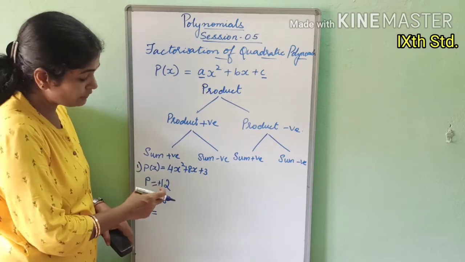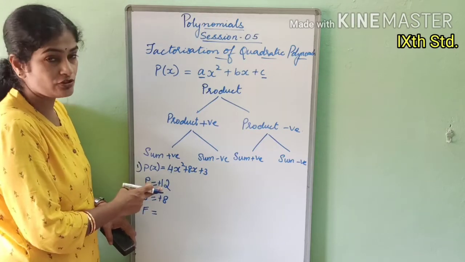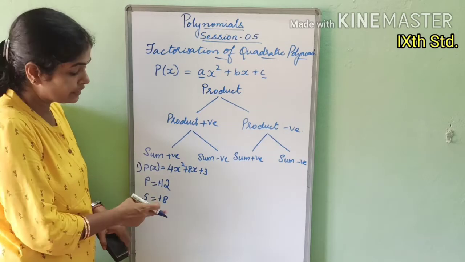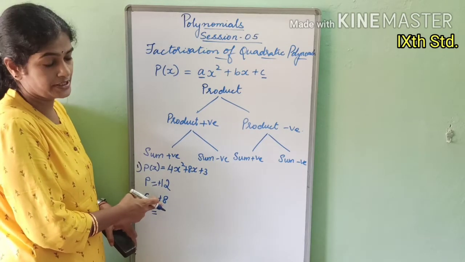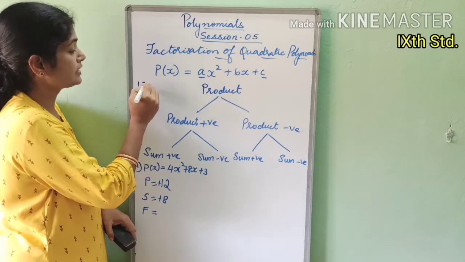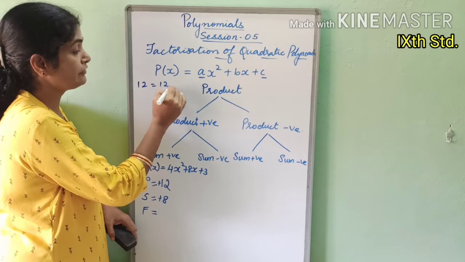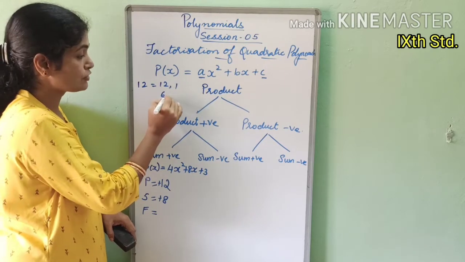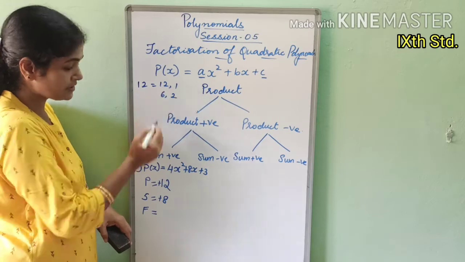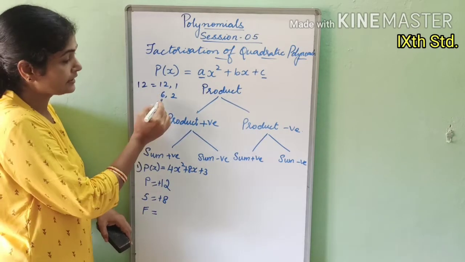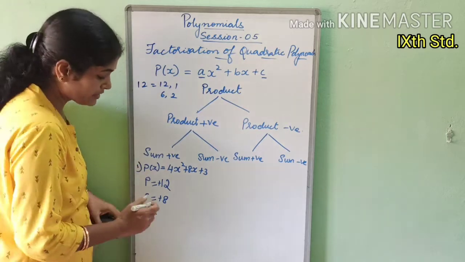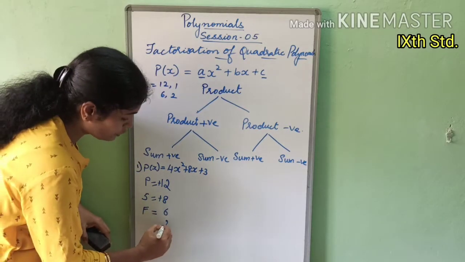Okay, so you will find the factors of this 12 and see that when those two factors are added, you get the sum as 8. So what may be the factors of 12? If you look at 12's factors, maybe it is 12 and 1, 6 and 2. Now, if you take 12 and 1, 12 plus 1 gives you 13. Not possible. Now, 6 and 2, you see 6 plus 2 gives you 8. So, the factors will be 6 and 2.